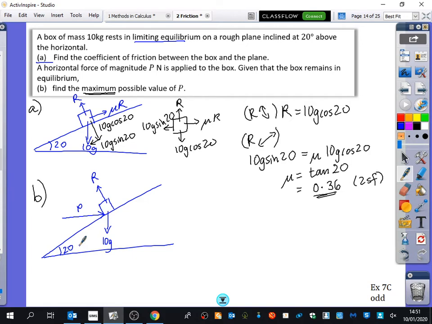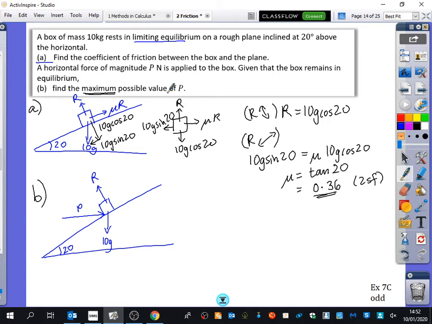Now, if you want P to be its maximum, I want you to imagine that you are that person pushing the block up the slope. And you're pushing it as much as possible so that if you pushed it any more, it would start moving. I want you to now imagine that you've pushed it a little bit too hard. What's happened to the block? It's gone up. As soon as you start thinking about it's gone up, what should you be thinking?